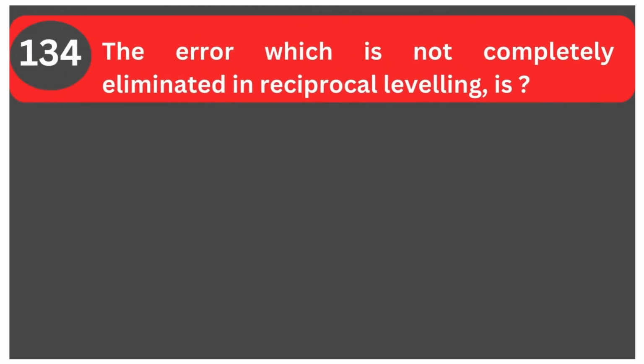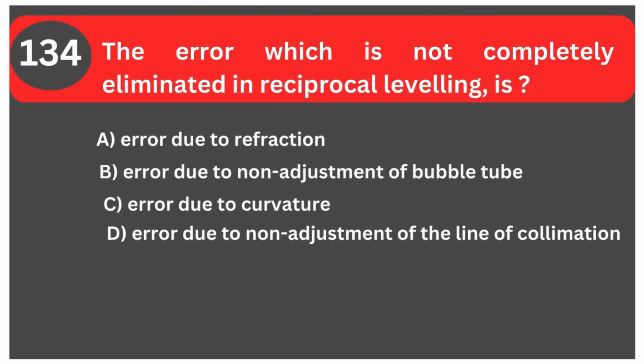The error which is not completely eliminated in reciprocal leveling is. Options: A. Error due to refraction. B. Error due to non-adjustment of bubble tube. C. Error due to curvature. D. Error due to non-adjustment of the line of collimation. Answer: A. Error due to refraction.